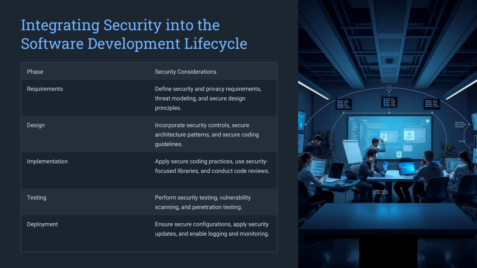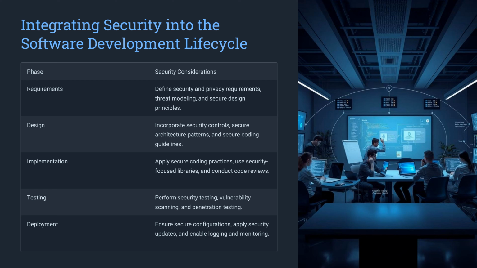When integrating security into the software development lifecycle, each phase must address specific security considerations. During the requirements phase, it's essential to define both security and privacy requirements. This involves threat modeling and adhering to secure design principles. As the design phase progresses, security controls should be incorporated, and an emphasis should be placed on developing secure architecture patterns alongside proper coding guidelines.